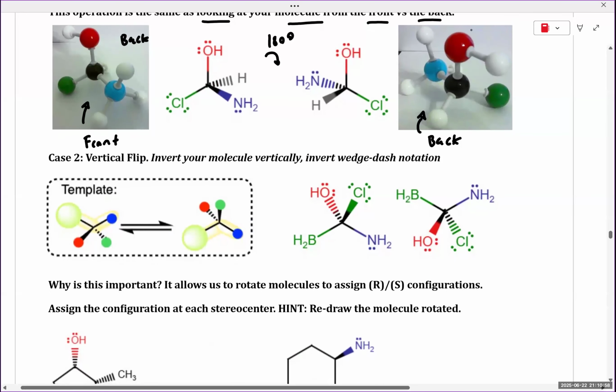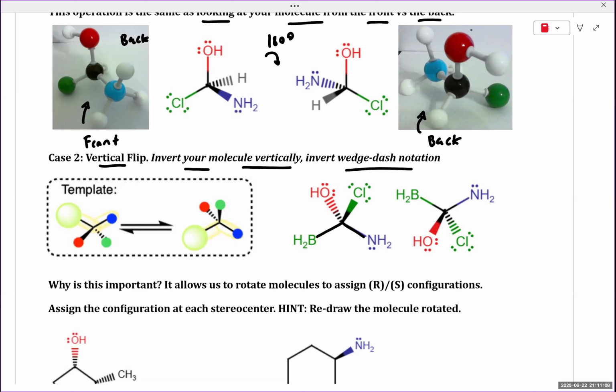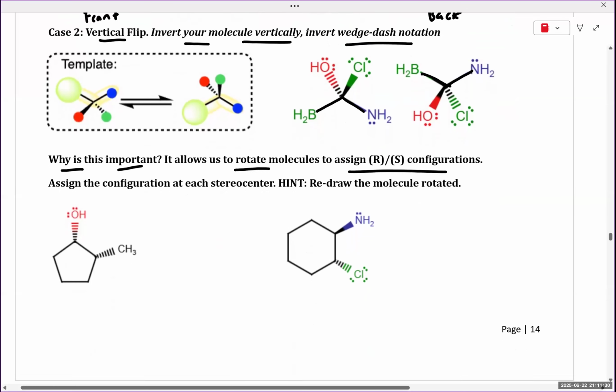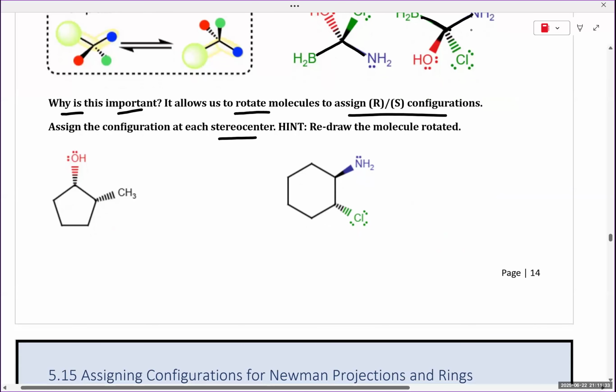In the second case, looking at a vertical flip, you'll invert your molecule vertically and invert the dash wedge notation. So for example, in this case, the carbon skeleton gets inverted vertically and the dash wedge notation is inverted. The alcohol starts with a dash, ends with a wedge. Why are these operations important? It allows us to rotate molecules to assign R and S configurations extremely quickly. So to practice this, let's assign the configuration at each stereocenter, with a hint being you'll need to redraw the molecule rotated.